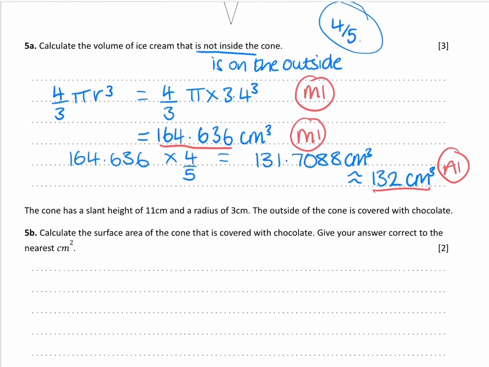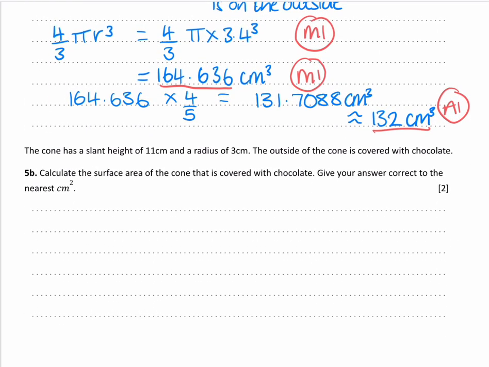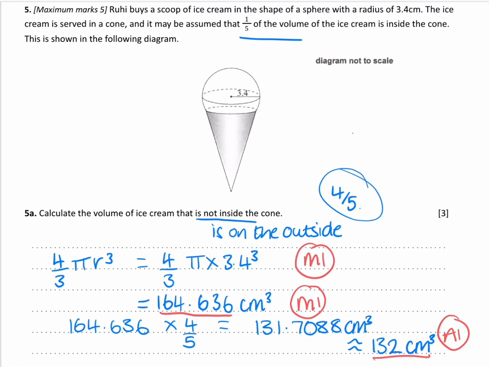And then the second part, you're told that the cone has a slant height of 11. So I'm just going to draw the cone here. So this is the cone part of the ice cream. The slant height is 11, and you're told that the radius is 3. We can see the radius is smaller than the radius of the ice cream, as the ice cream kind of goes out from the cone.